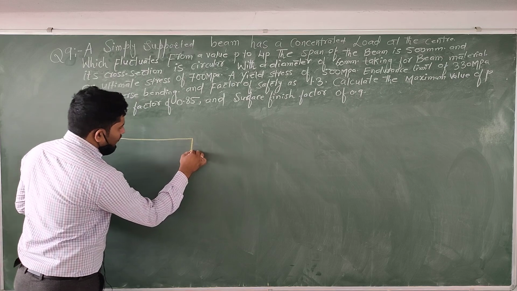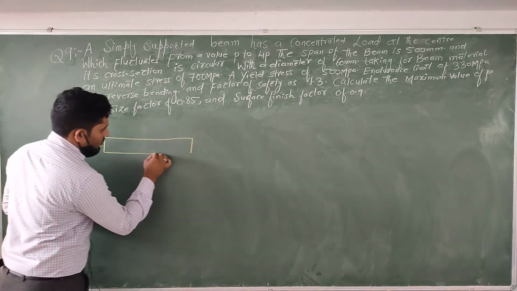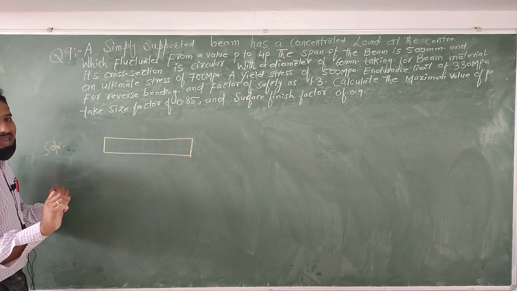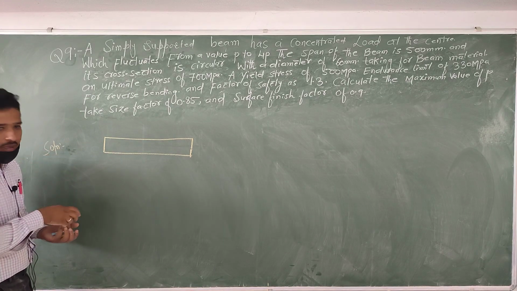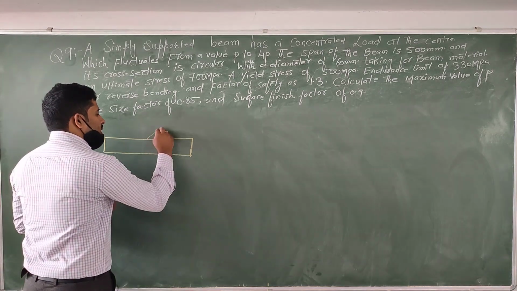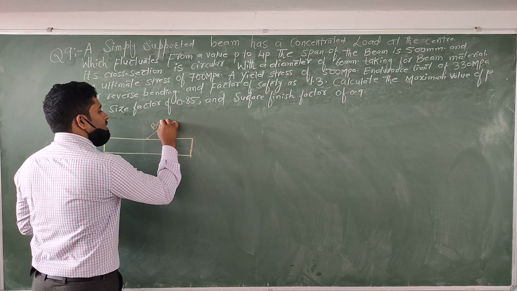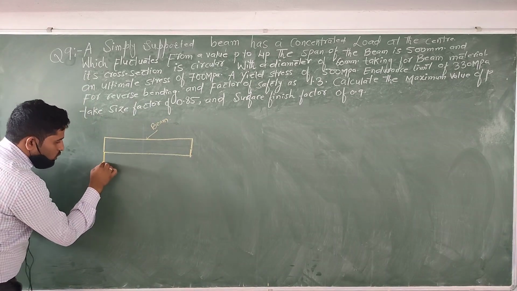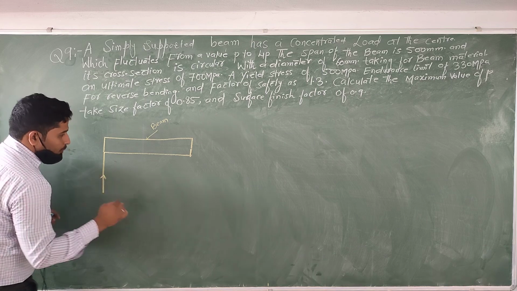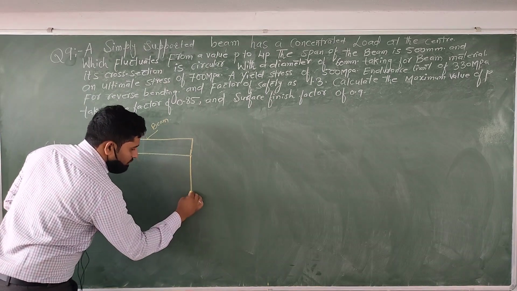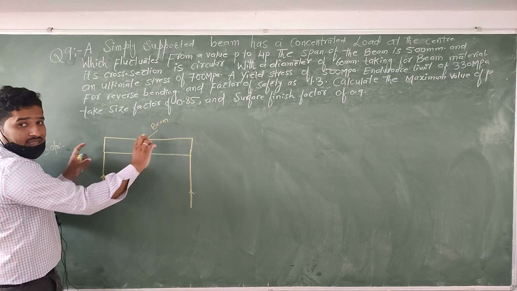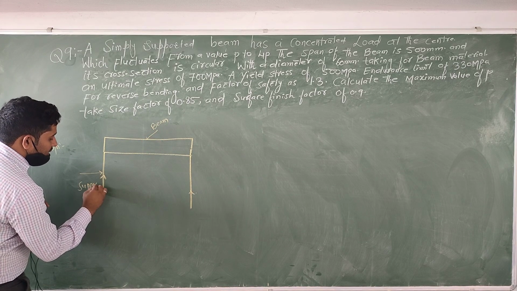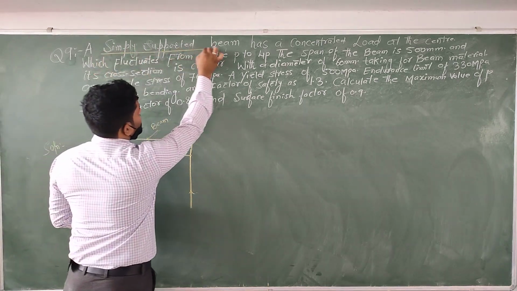Let us consider this beam resting on two supports. We can say it is a simply supported beam. The beam is resting on how many supports? Two supports. This is the first support and this is the second support. If the beam is resting on two supports, we call it a simply supported beam.